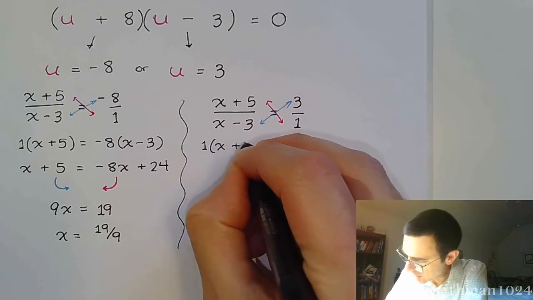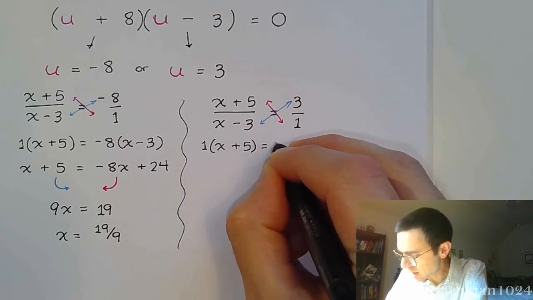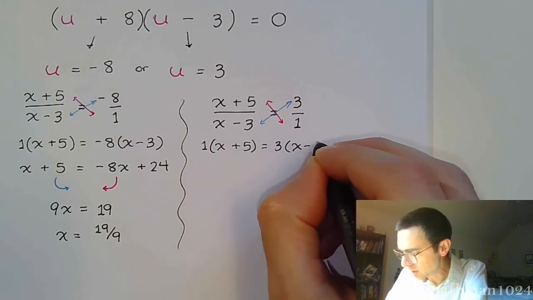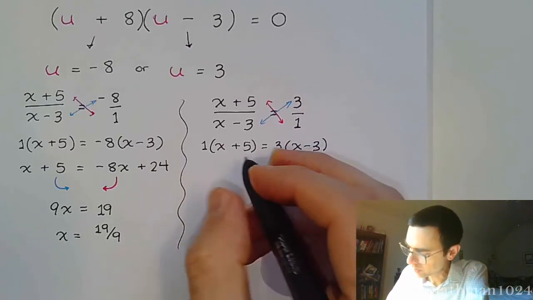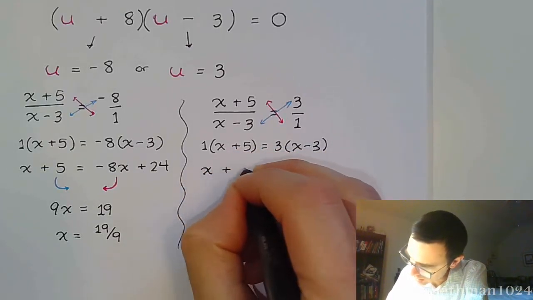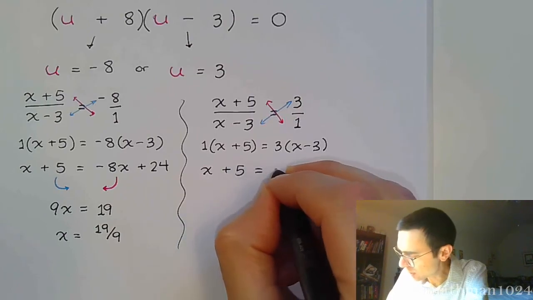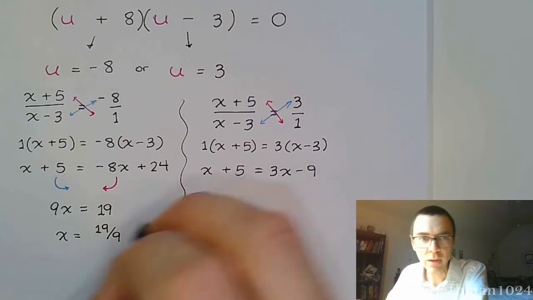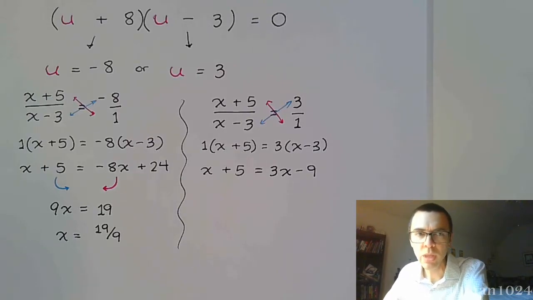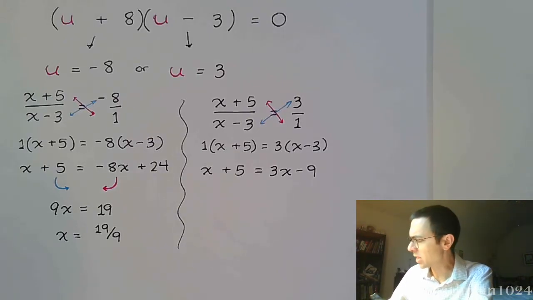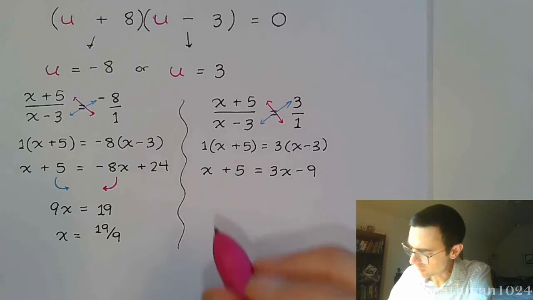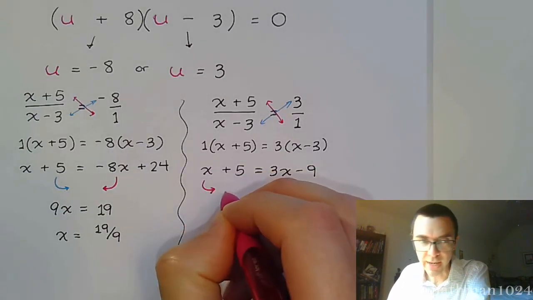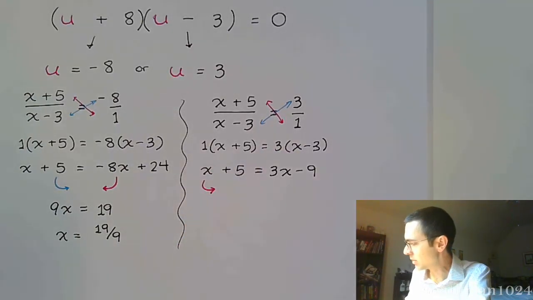All right, so 1 times x plus 5 equals 3 times x minus 3. X plus 5 when I distribute equals 3x minus 9. All right, in this case, I'm going to move my x's, move my variables to the right so that I can have a positive coefficient.